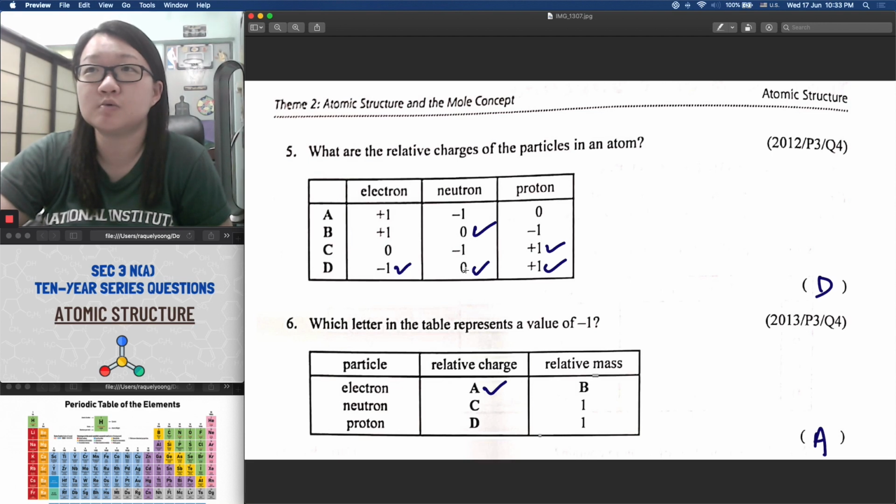So it's always 0, they are neutral, no charge. Protons, it starts with letter P, right? P for positive, so protons are always positively charged, so +1. Okay, so answer for question 5 is D.